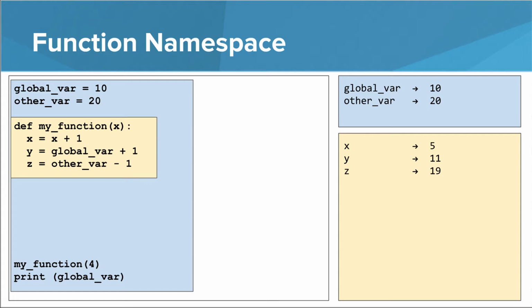Let's look at y and z. So y is actually equal to global_var + 1. Now this is weird because global_var doesn't exist in the function's namespace. So what's happening here? How is it finding it? Well, this is a very important concept in Python.